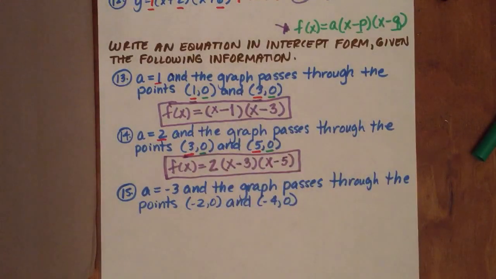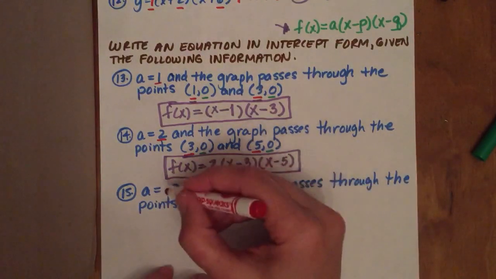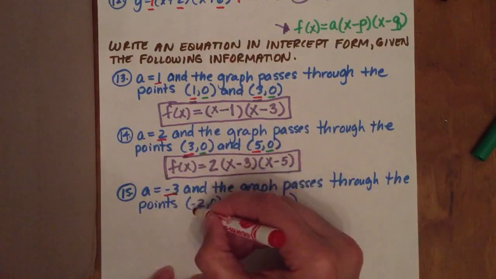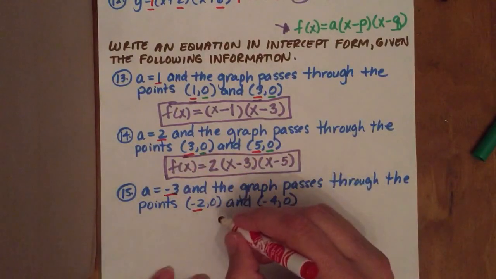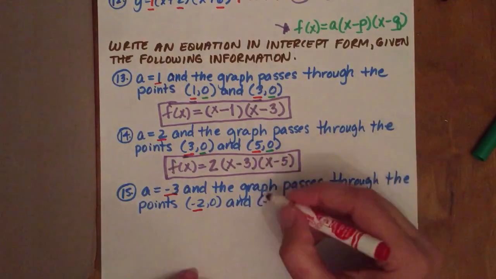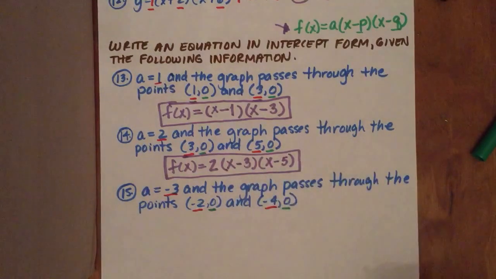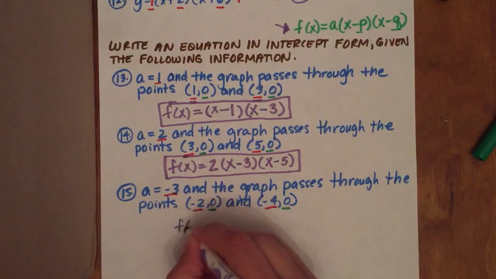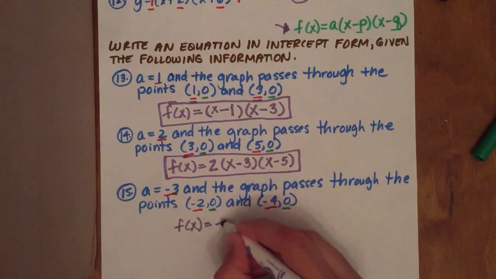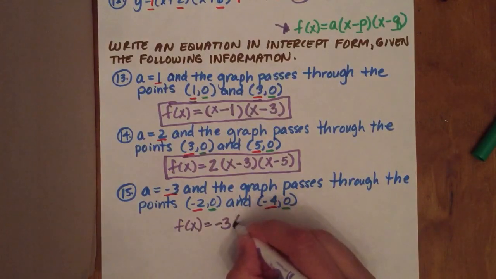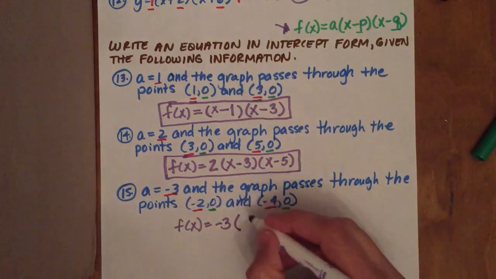So the last one that I'm working on here is the same thing, except we have to make sure that we're careful with signs. So if I'm looking at my a value, it's negative 3. And once again, my 2 intercepts, my x-intercepts, which are also called roots and zeros, are negative 2 and 4. And I know those are x-intercepts because the y value is 0. I know you're tired of hearing that, but you need to learn it. So now I'm going to go ahead and write out my equation. So f of x equals, I'm going to write my a value, which is negative 3, and then I'm going to write my 2 intercepts.